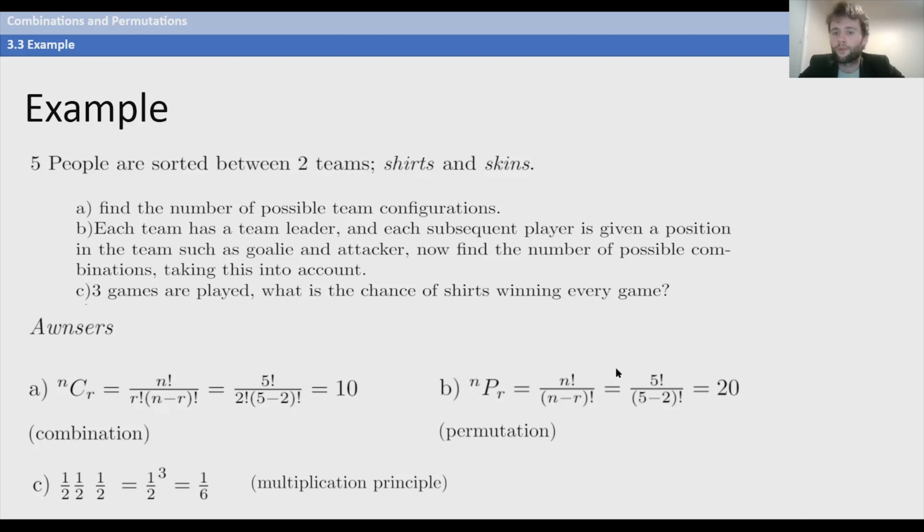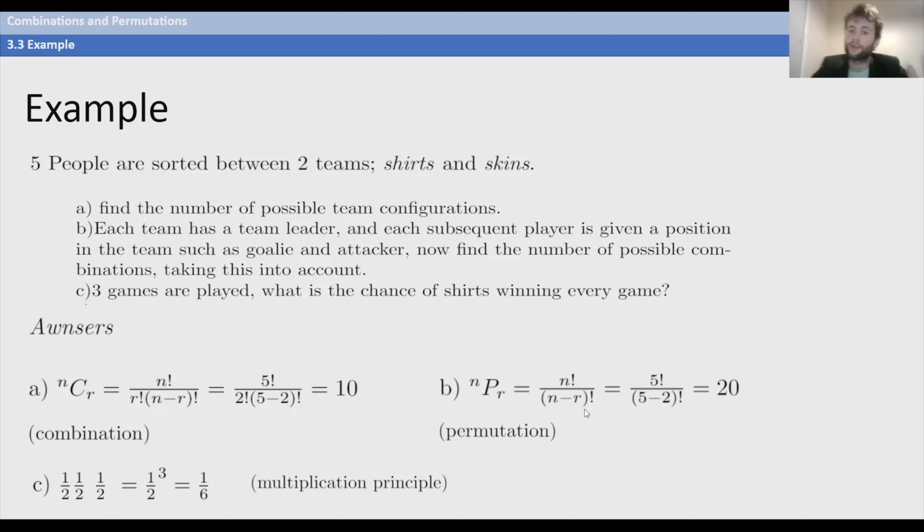Because we've got the goalie, we've got the attacker, we could have Josh, Ryan, Steve all in one team, but then if Josh is the team leader, Ryan is the goalie, Steve is the attacker, you can mix it up. Ryan could be goalie, etc. So now the order matters, and that's why we've got more options with this. Again, you chuck the formula in your calculator.